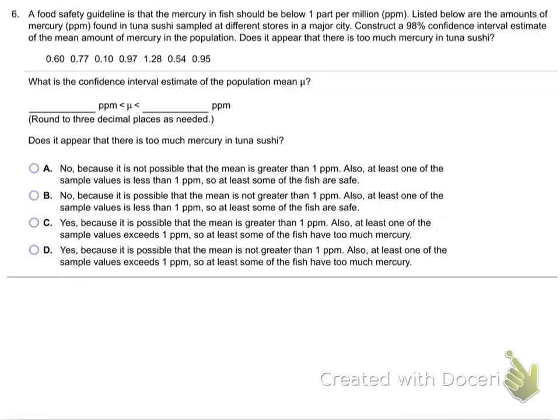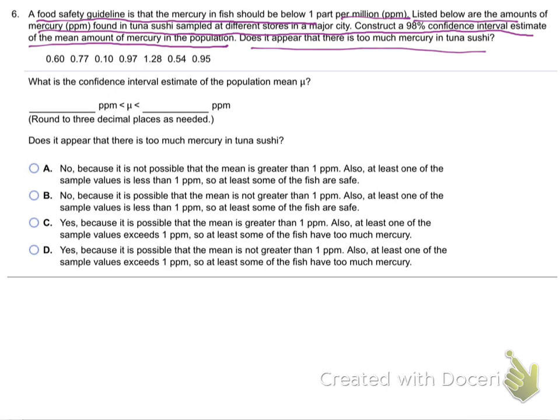Okay, number 6, a food safety guideline is that mercury in fish should be below 1 part per million. Listed below are the amounts of mercury found in tuna sushi sampled at different stores in a major city. Construct a 98% confidence interval estimate of the mean amount of mercury in the population. Does it appear there's too much mercury in tuna sushi?